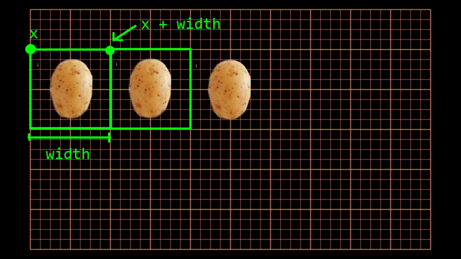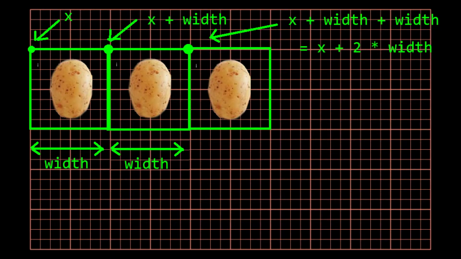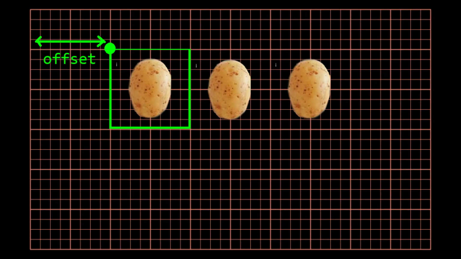The same thing goes if we want to calculate the X position of the third potato. This simplifies to X plus 2 times width. If we label the potatoes, the formula starts to become more obvious. And the good part about this is if we don't want them on the edge of the screen, we can set X to some offset value.